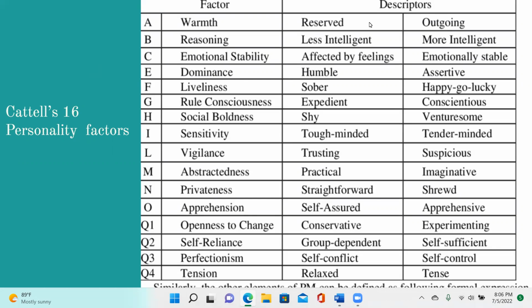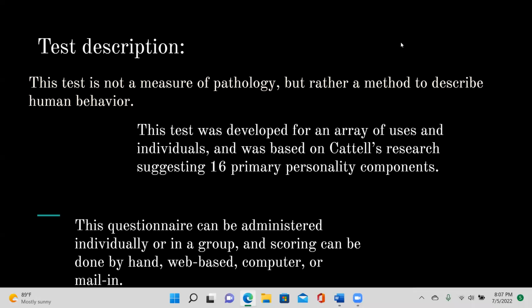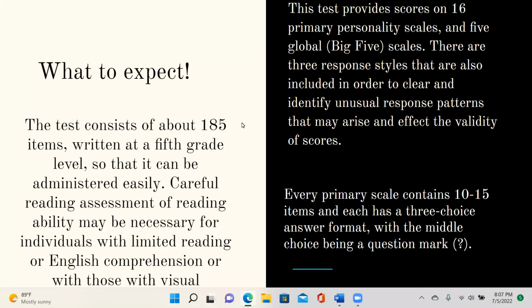You can come back and look at the outgoing and the reserved ends of the spectrum of all these different personalities. The basis of this test is to measure not the pathology, but rather the describing of human behavior. This questionnaire consists of 185 items with a fifth grade reading level.